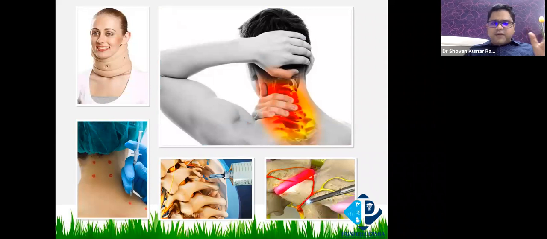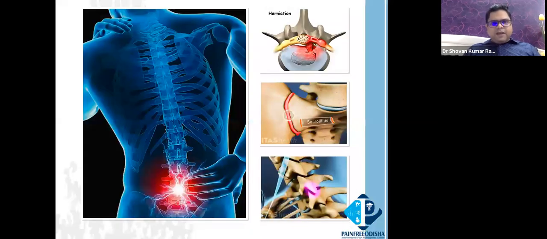Particularly if it is due to neck pain, the maximum causes are because of the facet joint. So what we do is we put a radiofrequency probe, and we do an ablation of the medial branch that is supplying the facet joint. That's the easiest thing possible.